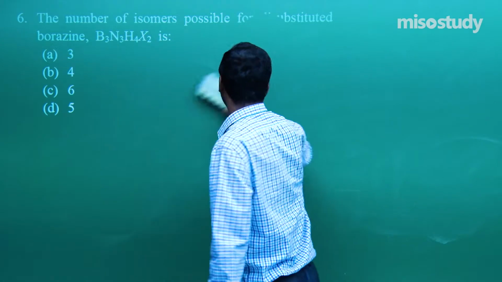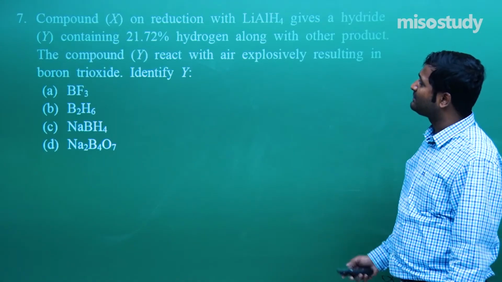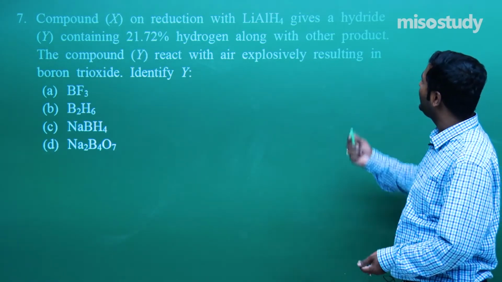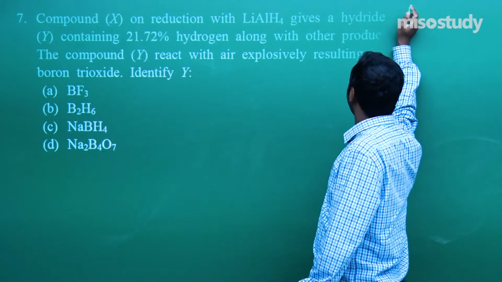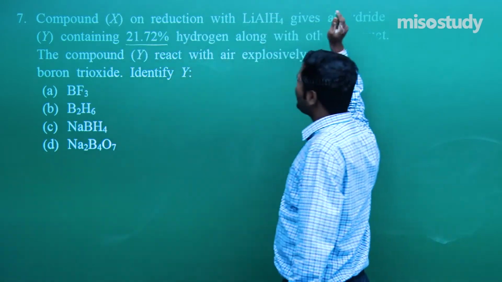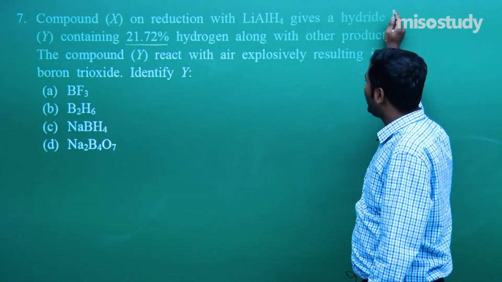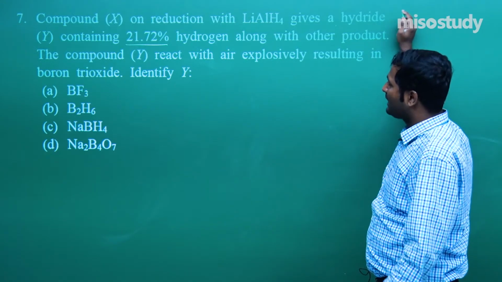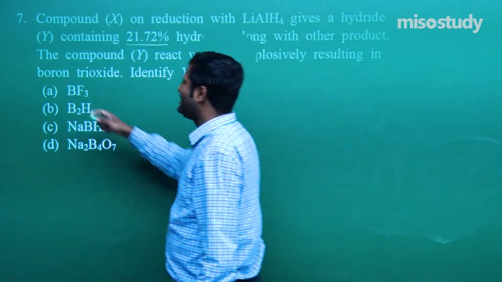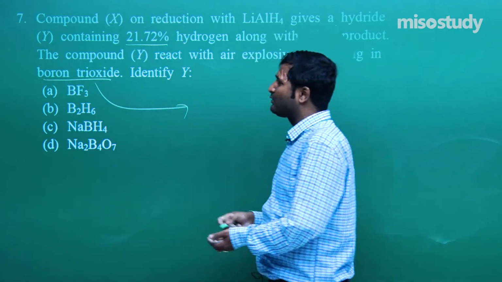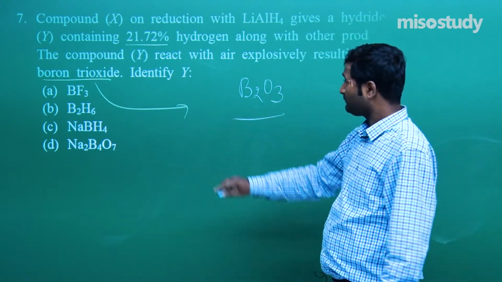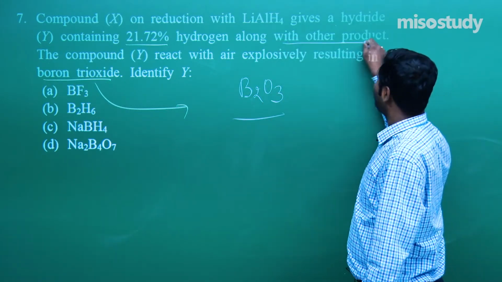Clear? Now I'm going to rub this part and we'll discuss the next part of the question. Look at compound X on reduction with LiAlH4. Lithium aluminum hydride gives a hydride containing 21.72% hydrogen, along with other product. The compound Y on reaction with air results in boron trioxide, B2O3, so definitely the hydride is a boron hydride.